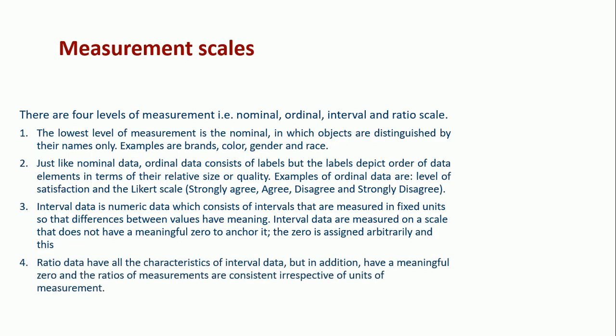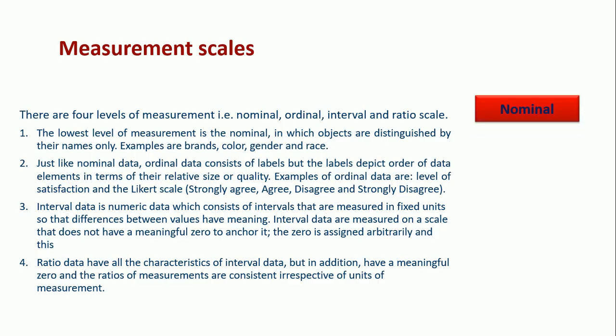Then the fourth and the highest level of measurement is the ratio level of measurement. Here there is a true zero and the ratios do make sense. Examples of objects that fall under the ratio level of measurement are weight, height, speed, age, and so forth. Here the ratios do make sense and there is a true zero.